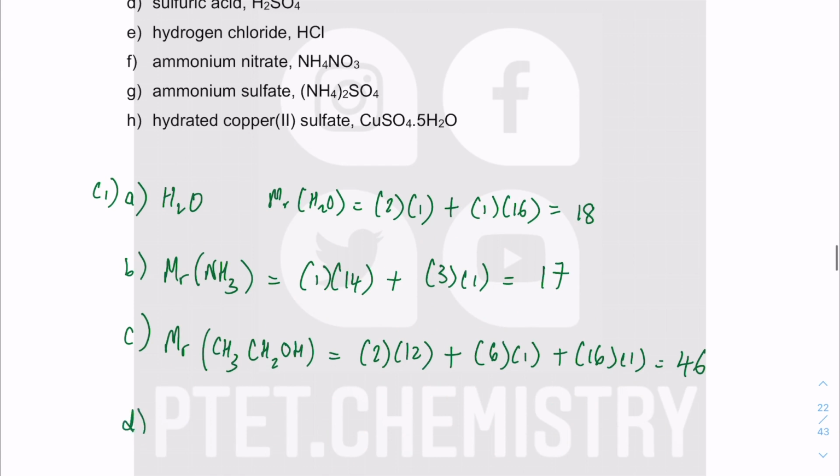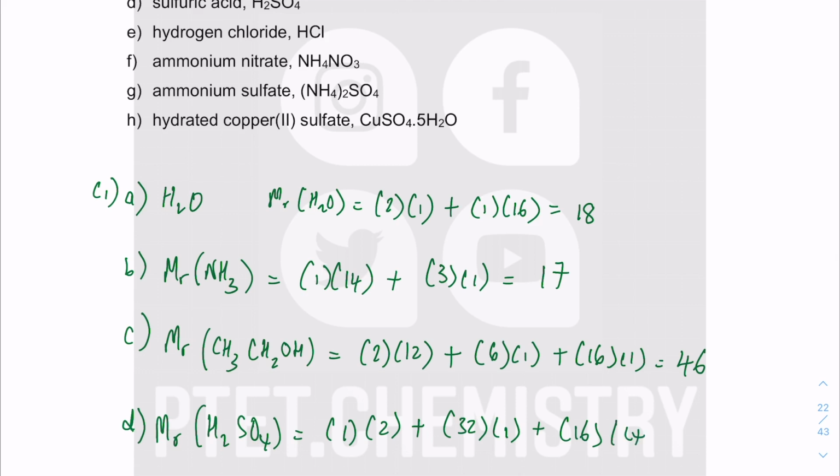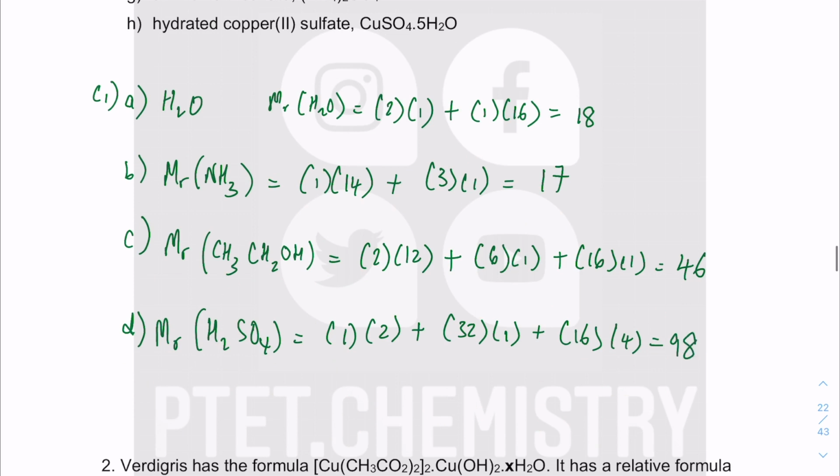Alright, so part D is sulfuric acid. Sulfuric acid is H2SO4. So you can get 1 times 2 for the hydrogen plus 32 times 1 for the sulfur, 16 times 4 for the oxygen. And press that into your calculator. So 2 plus 32 plus 16 times 4, you get 98. And turns out that I'm running out of space, but I'll just finish part E.